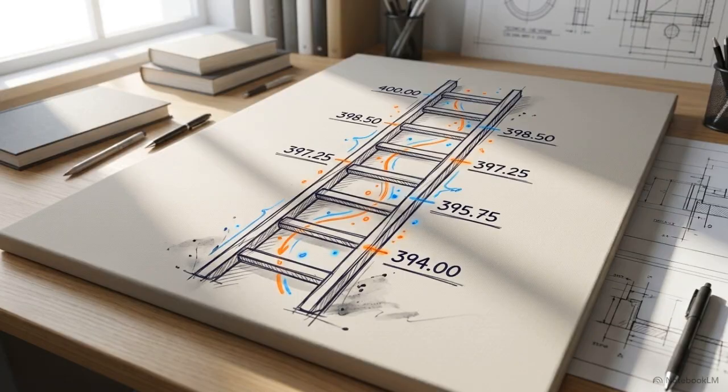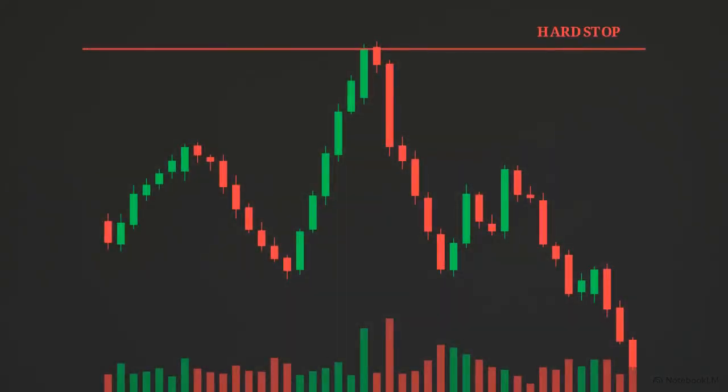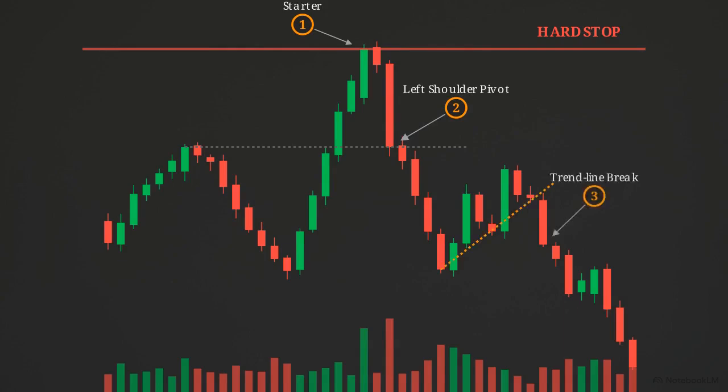Trading this structure requires rigid, scaled entry mechanics. The initial stop is set at the peak of the head. A breach of this level breaks the pattern. Entry 1 is a half-size starter position at the head when it hits major resistance. Entry 2 adds at the extreme pivot of the left shoulder as price returns from the head. Entry 3 occurs on the break of the angled trend line that contours the right shoulder.